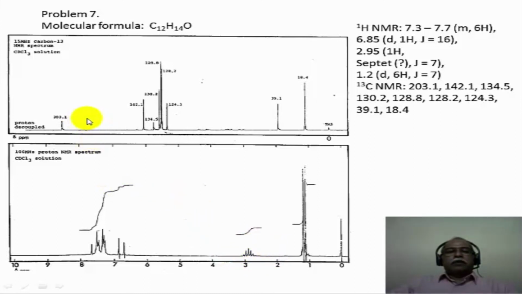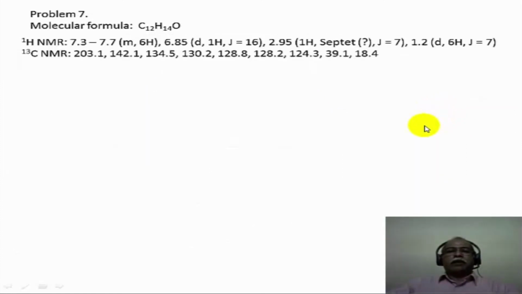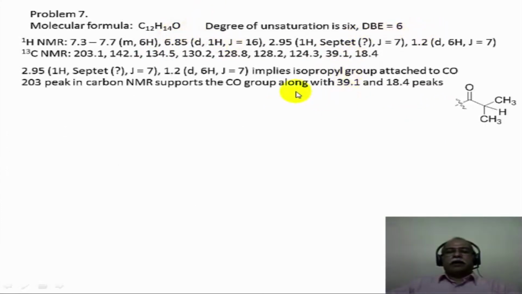Let us look at the carbon 13. Carbon 13, the values are conveniently printed, so I just took the values and sorted out the numbers on the right hand side. So this is the data we extract from the spectrum. The degree of unsaturation for this molecule is 6, and based on the isopropyl, based on the septet and the doublet, we conclude that there is an isopropyl group.